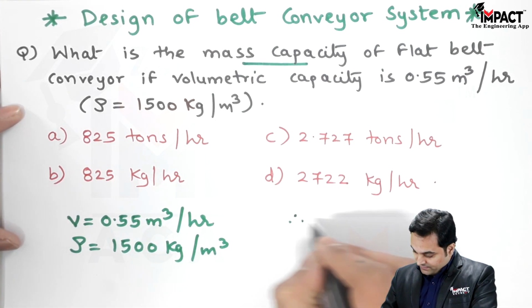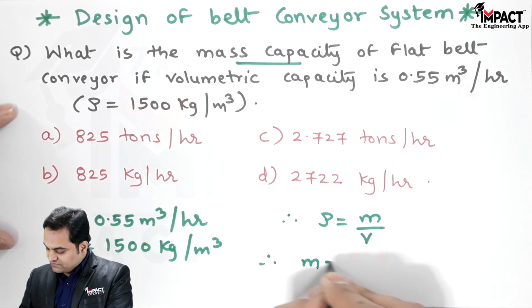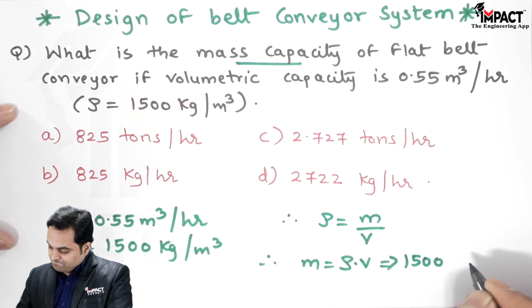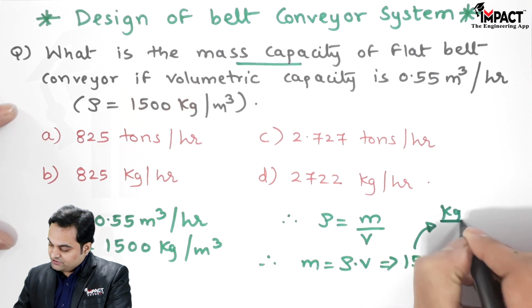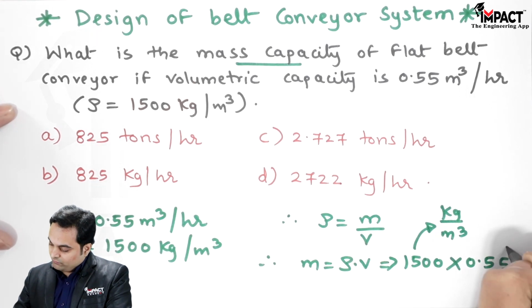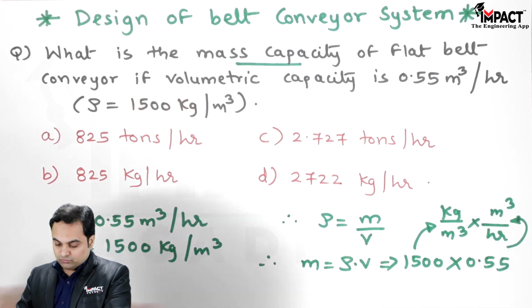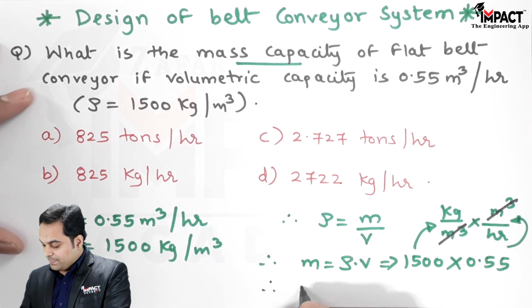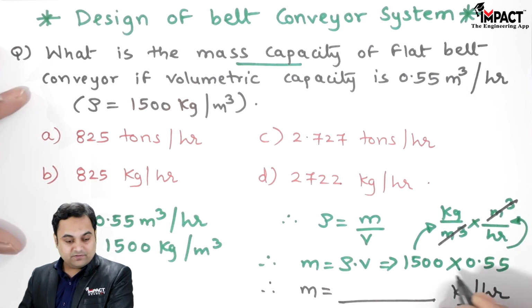So therefore I can say that density is equal to mass upon volume. So therefore mass is equal to density into volume. Now density is 1500, volume is 0.55, and we can check the units as well. Density is in terms of kg per meter cube. Next, volume is in terms of meter cube per hour. So meter cube and meter cube will get cancelled out and we'll get the mass in terms of kg per hour.